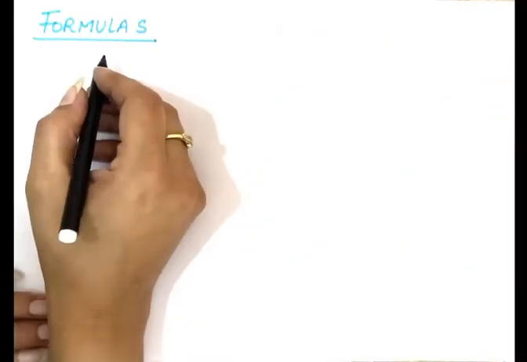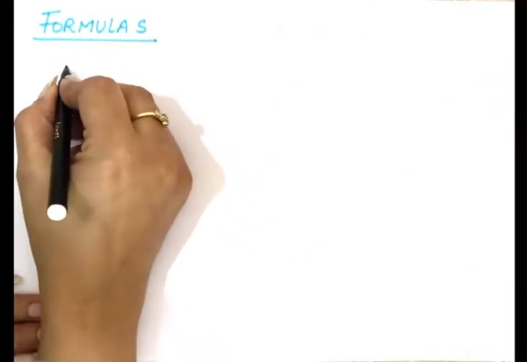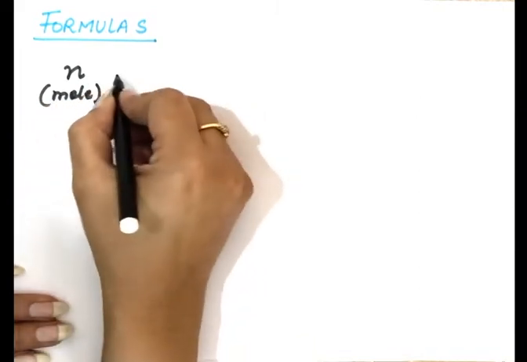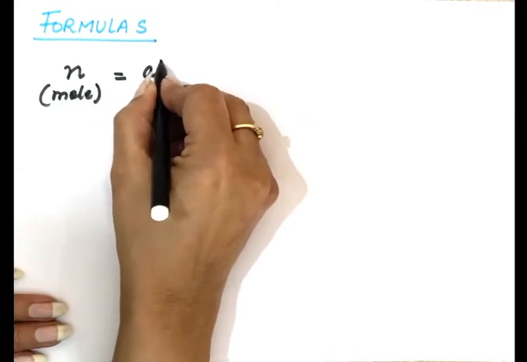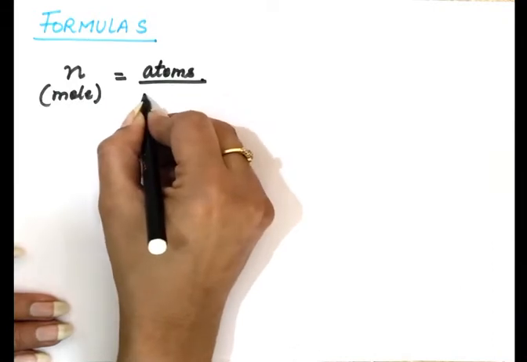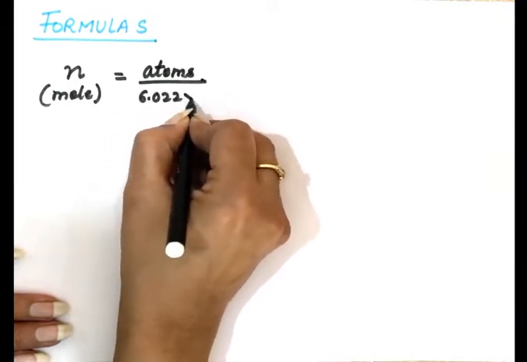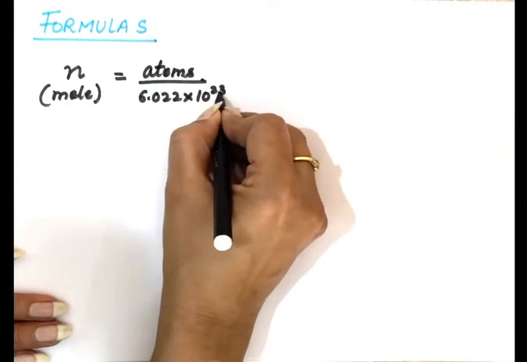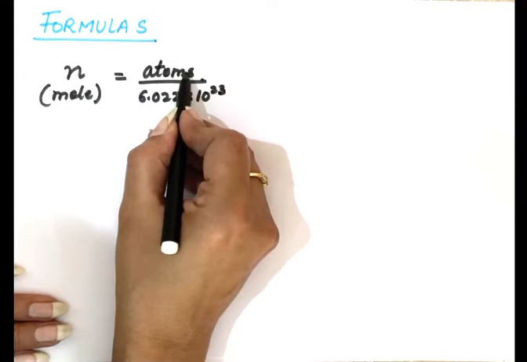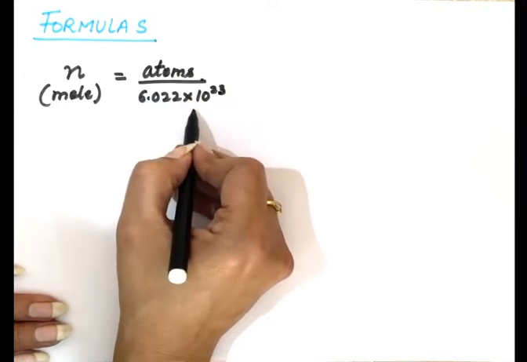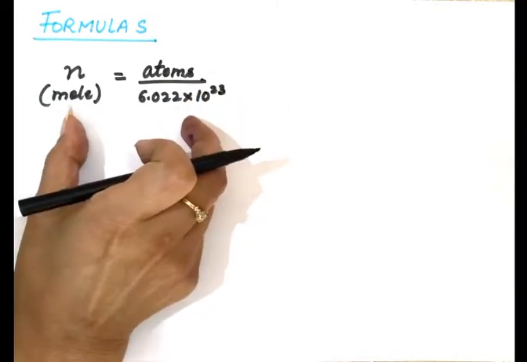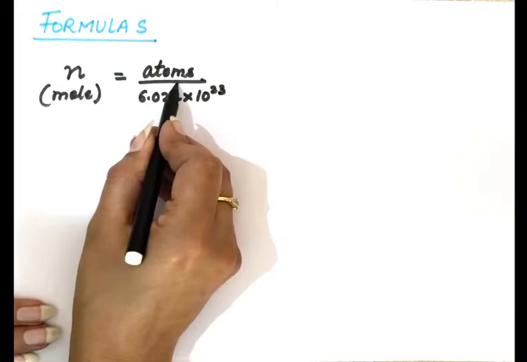Now some formulas to solve mole concept questions. Small n is for moles. The number of moles n is equal to atoms, if we are talking about elements, upon Avogadro number of atoms, that is 6.022 × 10^23. So we will find the mole if we take the atoms given in the question and divide it by Avogadro number. Or if moles are given, we can find atoms using this formula. We use this formula if we are talking about moles and atoms in the question.